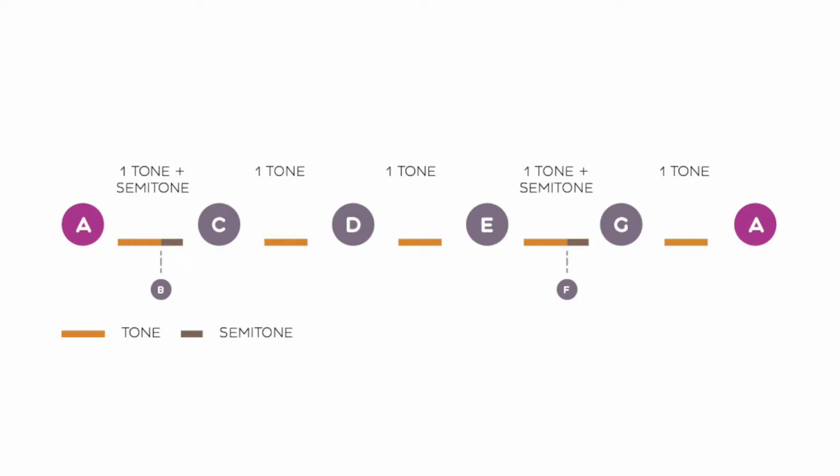The next note is D, and between the C and D, there is a whole tone. Let's go further. The next one is E, and there is also a whole tone between them. The next one is G, and this is the same case as at the beginning, since there is a whole tone and a semitone between the 2 notes. We skip the F note here. And finally, we arrive at the root note, and between the G and the A, there is a whole tone.